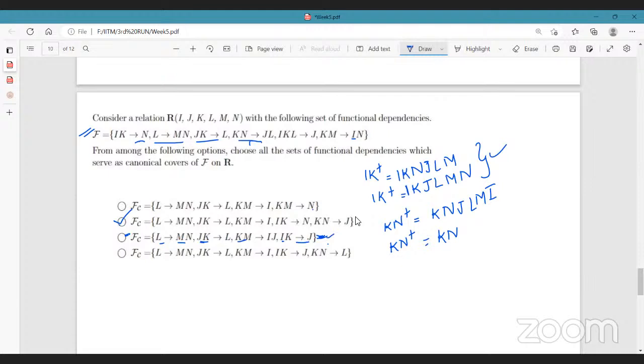Am I clear? Yes, ma'am. If only one condition is not satisfied, then we don't need to proceed any further. Okay, so would you like to volunteer for the fourth option?